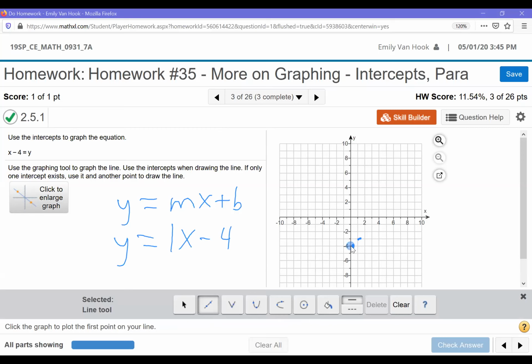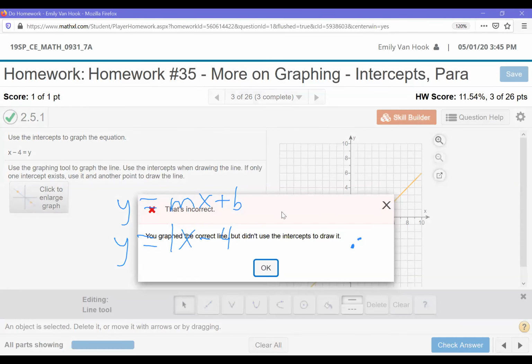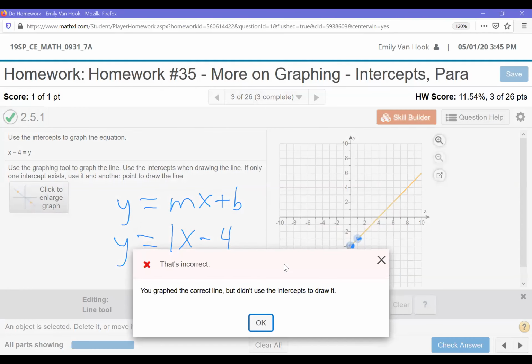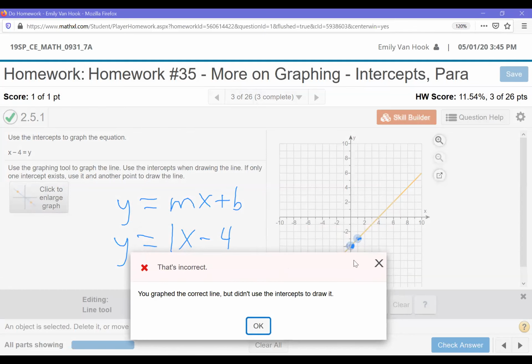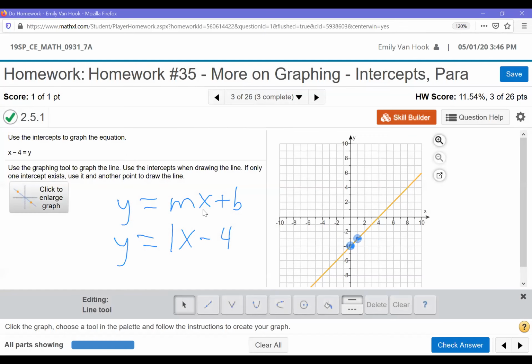Starting at negative 4, I'll use my slope up 1 over 1. Now see how I did not click on the x-intercept? It specifically says use the intercepts, and I did not do that. So my line, my yellow line here is great, it's perfect, but watch what happens. It says you graphed the correct line, but didn't use the intercepts to draw it. So, I mean, I did something good, I just didn't follow the directions.